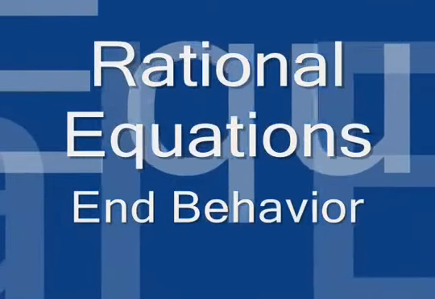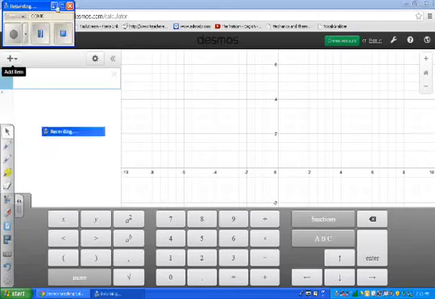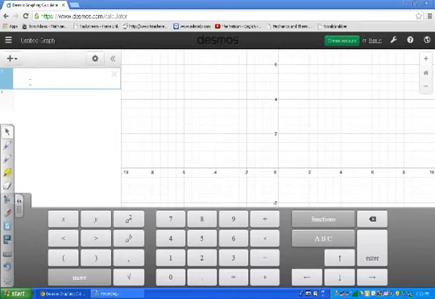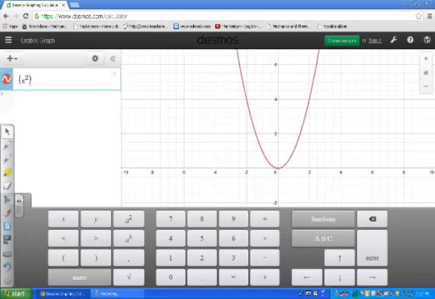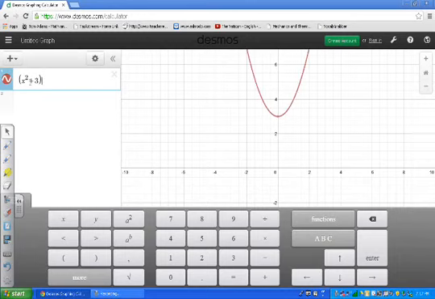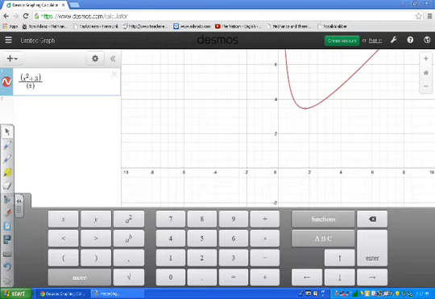All right, we're going to talk about rational equations and their end behavior. Essentially, a rational equation is nothing more than two rational expressions written in the form of a ratio, or a fraction, as most people think of it. And so what I'm going to do is enter two polynomials, one on the top as the numerator, one on the bottom, and then we're going to look at the end behavior.